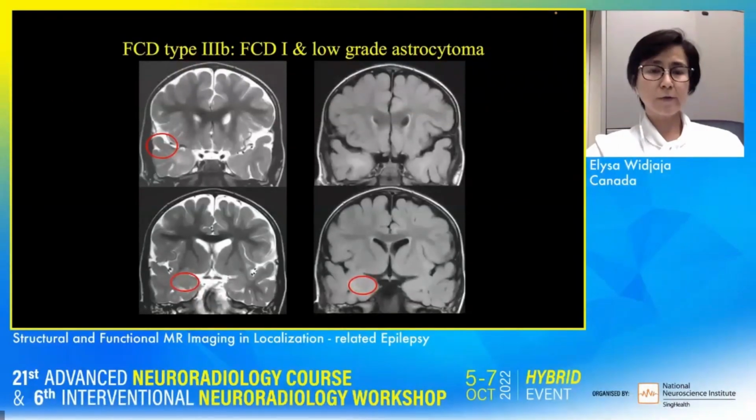So let's move on to FCD type 3, i.e. dual pathology. In this particular example of a patient with right temporal lobe epilepsy, there is a lesion within the right amygdala, which turns out to be a low-grade astrocytoma. If you look carefully at the right superior temporal gyrus, there is subtle increased T2 signal, and histology from this location shows FCD type 1. Hence, this is a case of FCD type 3.